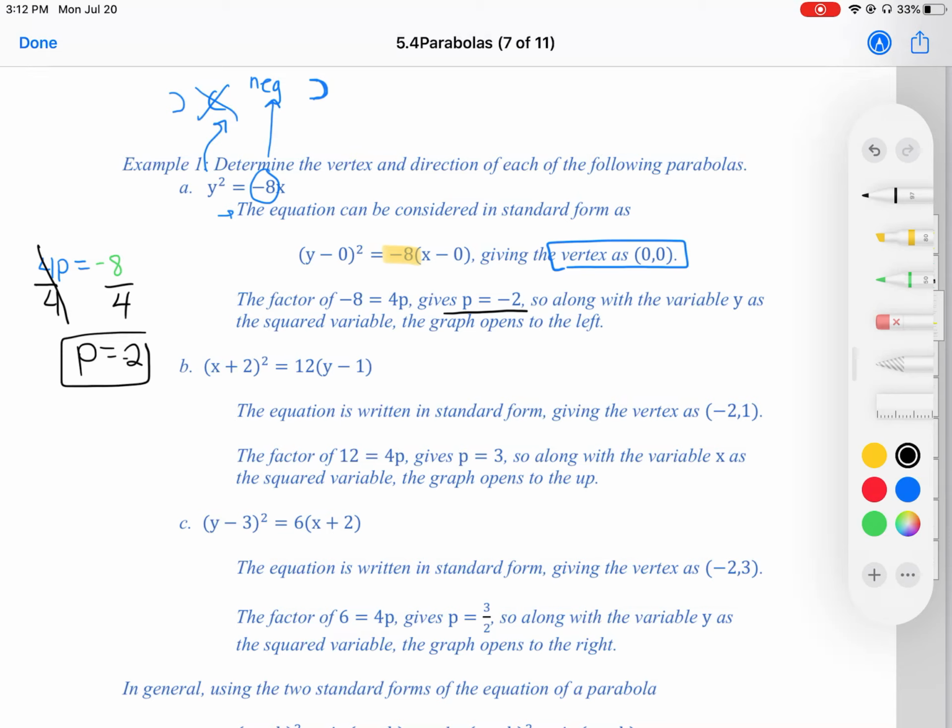Example B. So just like before, your h is attached to your x, and your k is attached to your y, so keep that in mind.